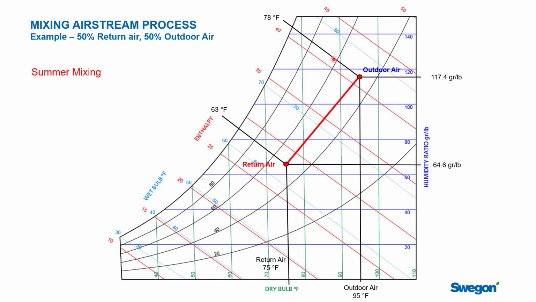And now this is very hot and humid air. This is a summer design condition, so there's 117.4 grains of water for every pound of dry air. And so as this air is brought into the building, it's going to introduce a lot of humidity to the building. Well, let's go look at our other airstream, which is down here.